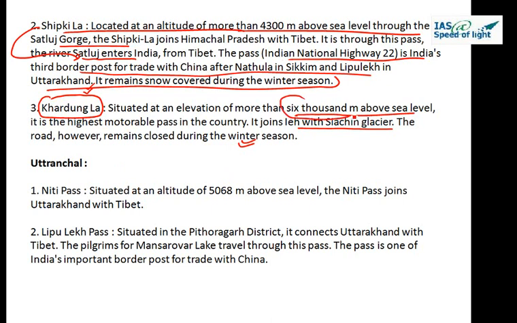Then coming to a different state, Uttarakhand. The first pass is the Niti Pass, which is situated at a high altitude. Niti Pass joins Uttarakhand with Tibet. Then Lipulekh Pass, situated in the Pithoragarh district, connects Uttarakhand with Tibet. So again, a very important pass. The pilgrims for Mansarovar Lake pass through this pass, the Lipulekh Pass. This pass is one of India's important border posts for trade with China.